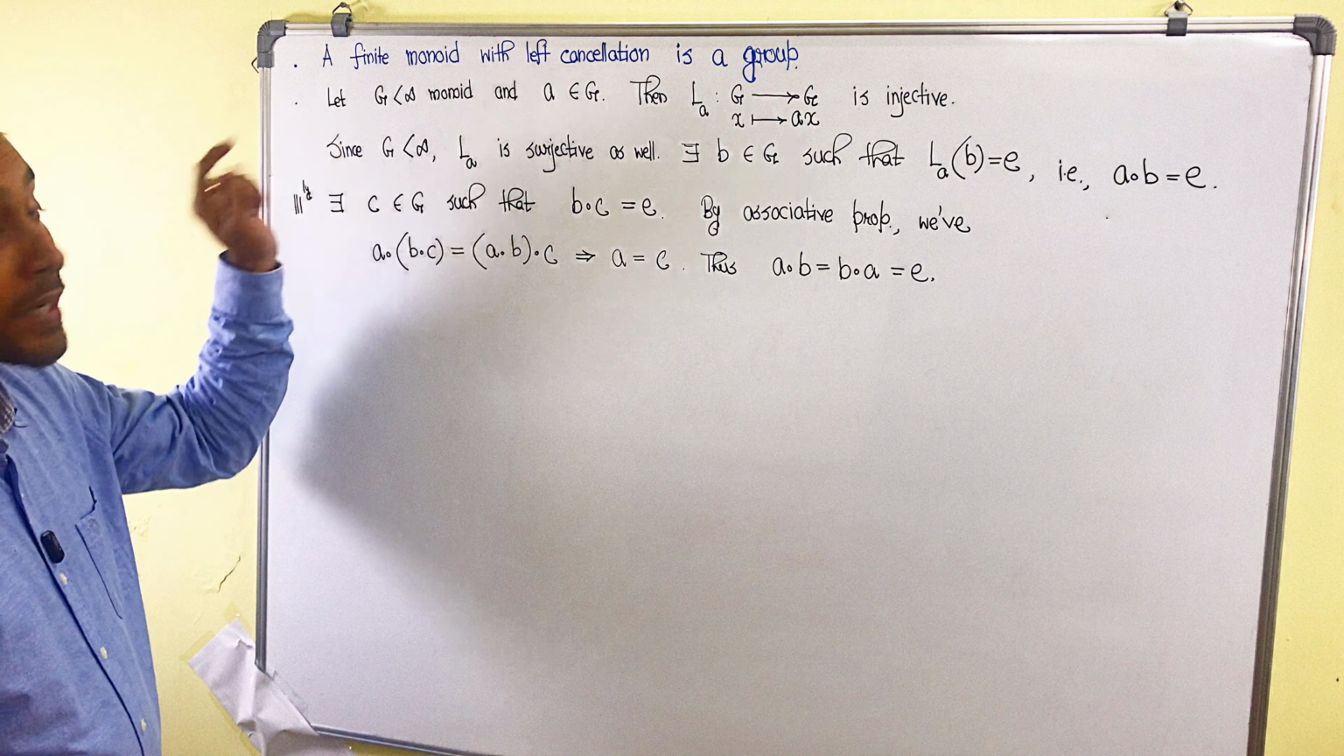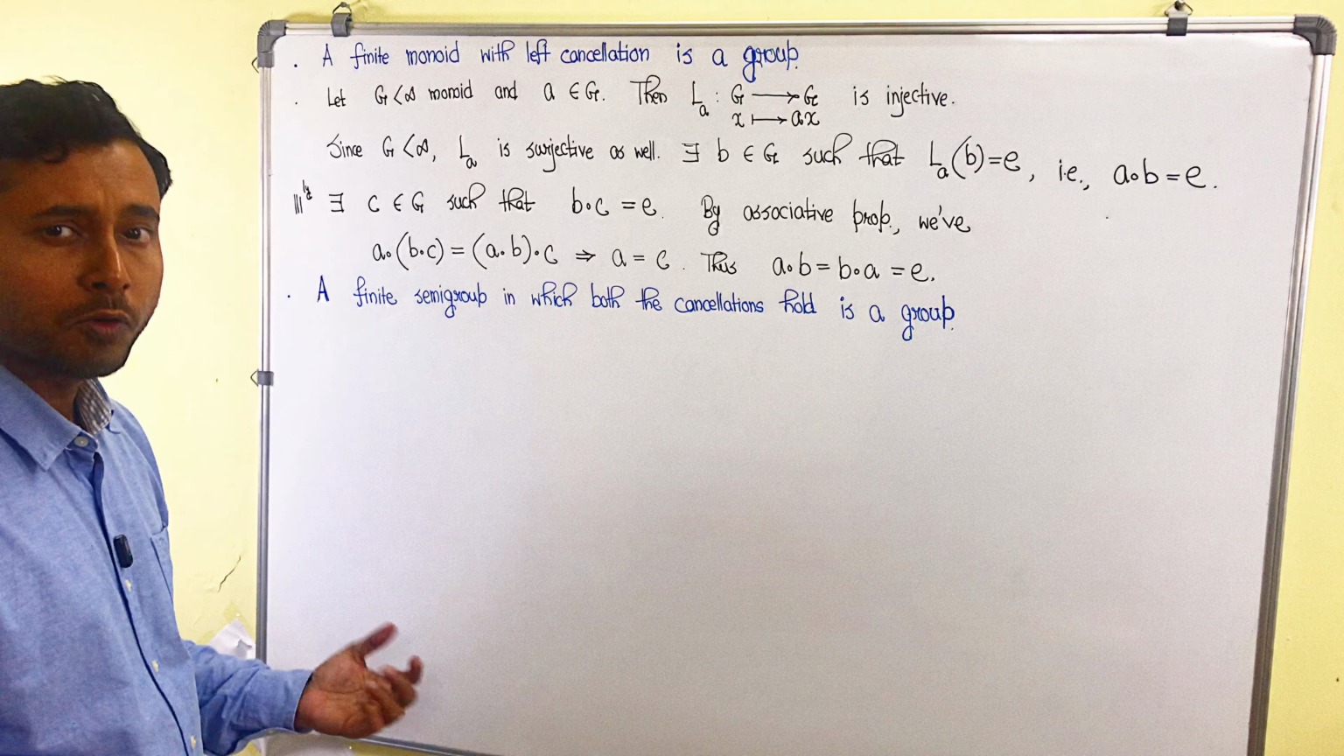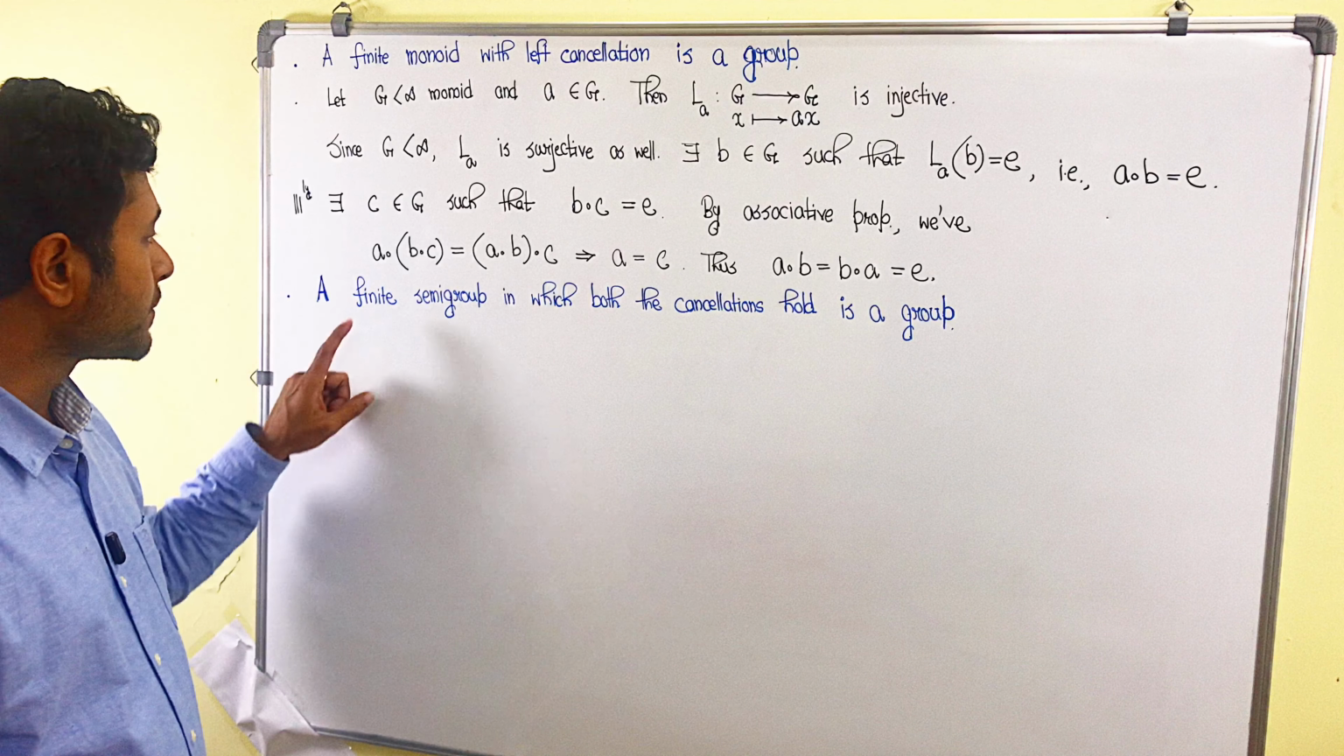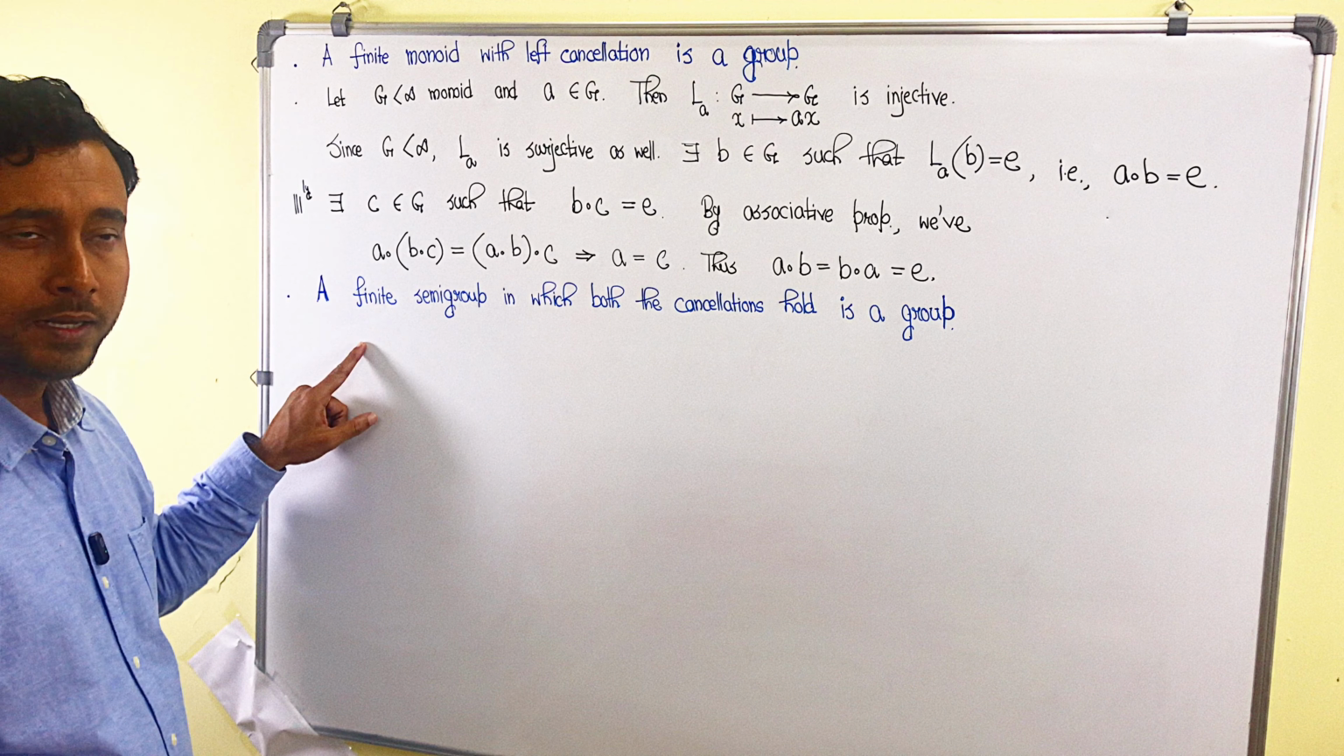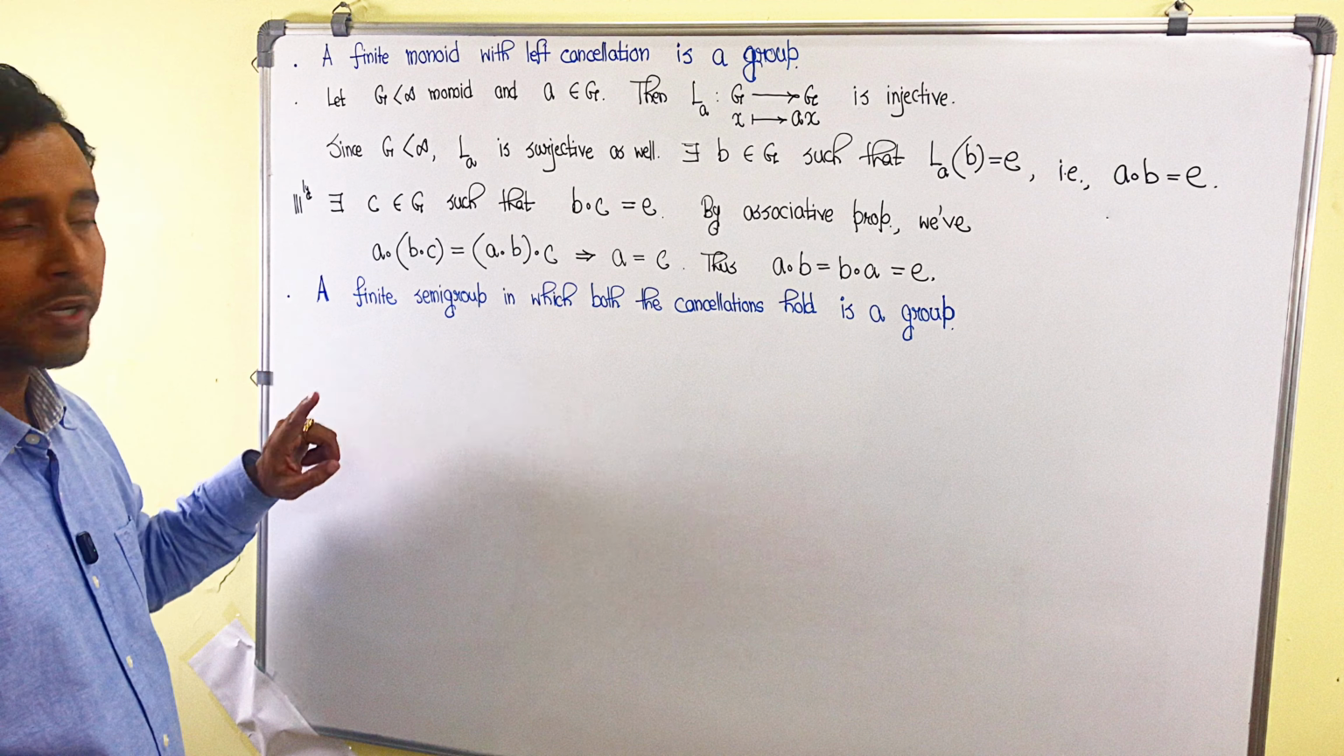Now we have the cancellation but we don't have the identity element. So if somehow we can show that this semigroup has the identity element, then we are done, because then it becomes a monoid having the cancellation property, and the rest follows from the previous problem. So this is our aim: we will show that this semigroup contains the identity element. Keeping this in mind.